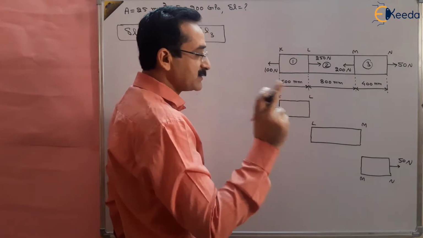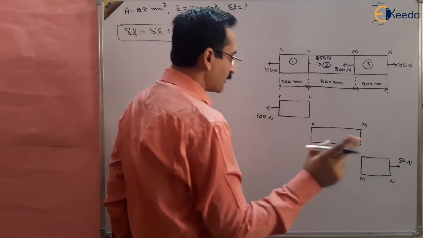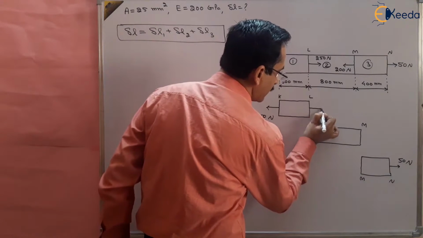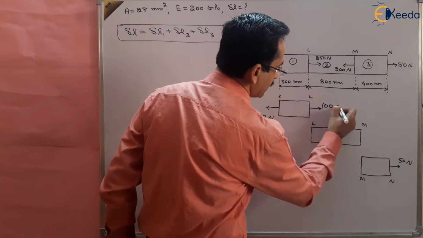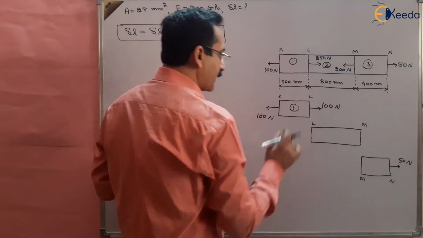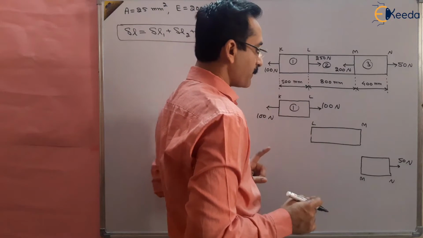Now because the body is in static equilibrium, each part of the body is in static equilibrium. 100 Newton leftward is there, so there should be 100 Newton rightward so that the body may be in static equilibrium. So in one part now we know that the force acting is 100 Newton.